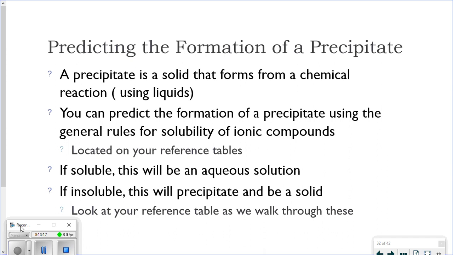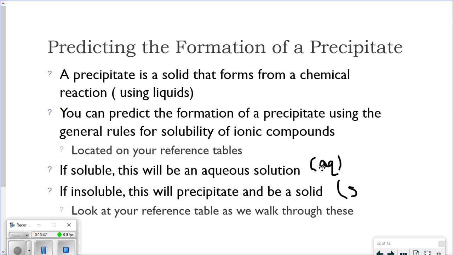It says solubility rules, and then there's a column for insoluble, and there's a column for soluble. If it is in the soluble column, these will be an aqueous solution. So these are the ones that are going to have an AQ written after the substance. If it's in the insoluble column, it is going to precipitate and form a solid.